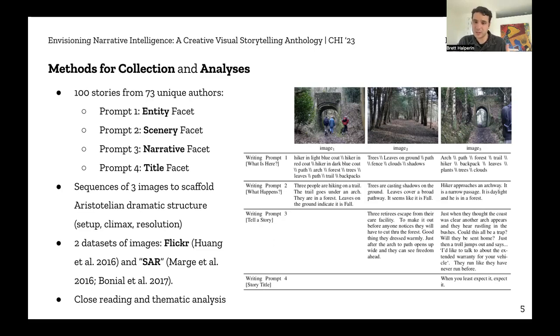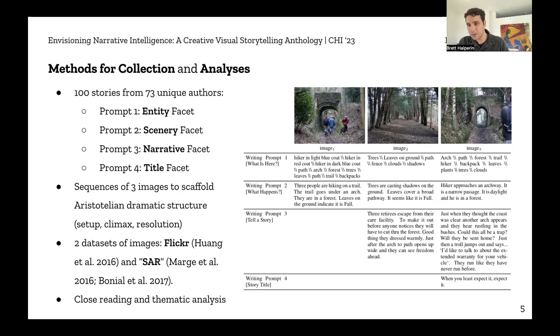They would first see one image, and then they would fill out an entity facet that says, "What is here?" And they would list the entities and objects, and a scenery facet that would say, "What happens here?" And they would describe the scenery. Then they would see a second image, fill out those 2 prior facets, plus a narrative facet this time that asks them to write a story about what might happen across the 2 images.